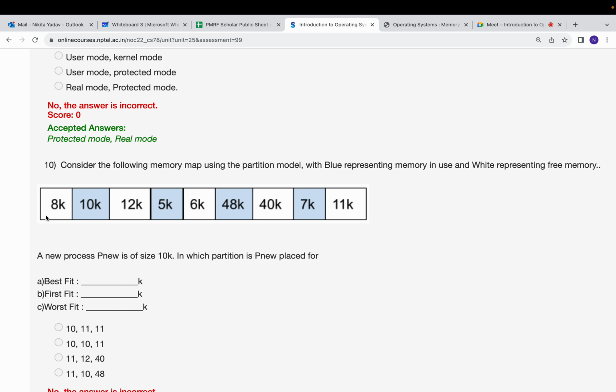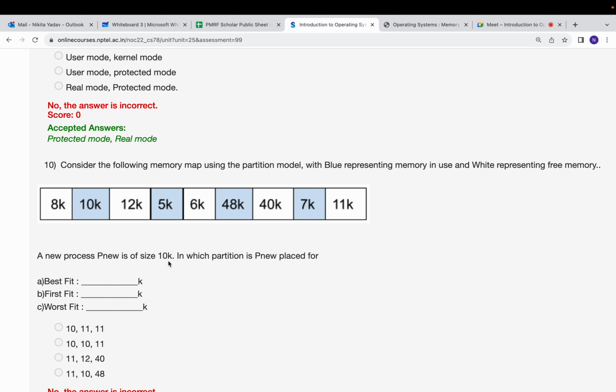C option. C. Yeah, so C is correct. So, best fit strategy. We already saw one question regarding this, right?